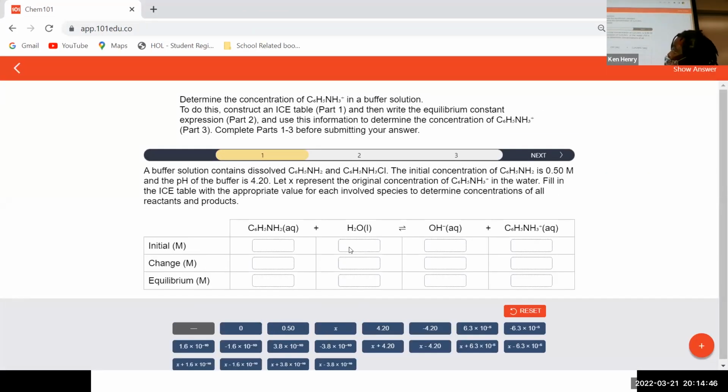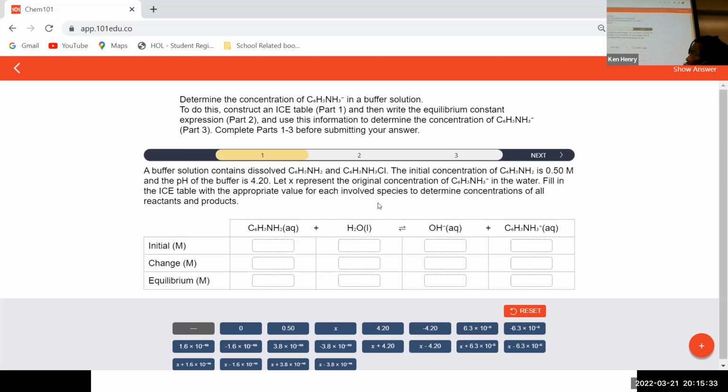Okay. So it says determine the concentration of C6H5NH3 plus in a buffered solution. To determine this, construct an ICE table, part 1. Then write the equilibrium constant expression, part 2, and use the information to determine the concentration of C6H5NH3 plus, part 3. So complete parts 1 through 3 before submitting. Okay. So part 1, ICE table.